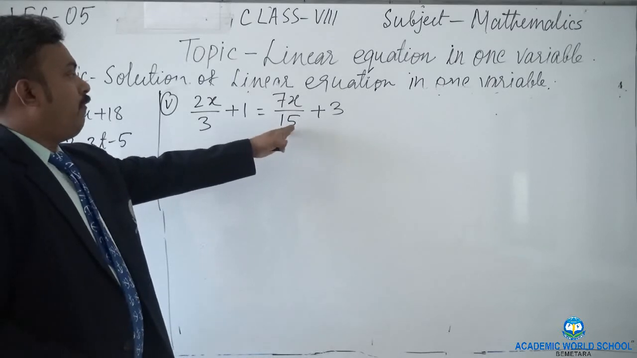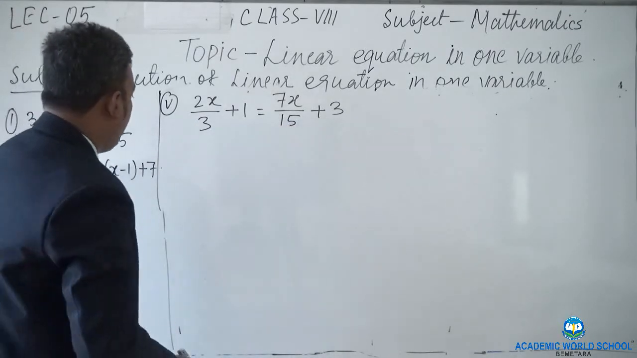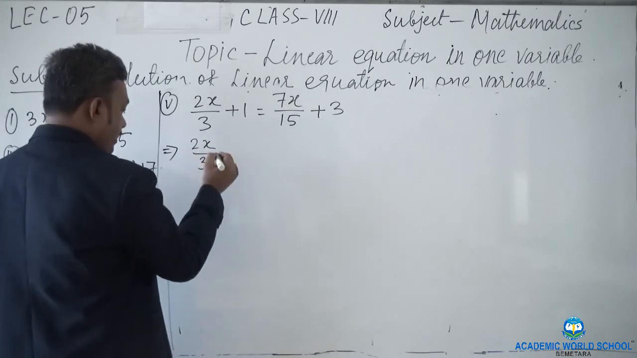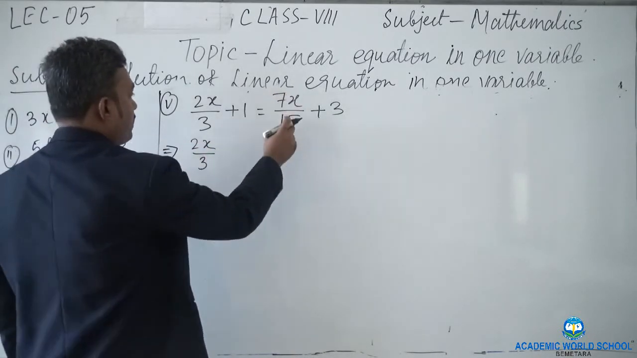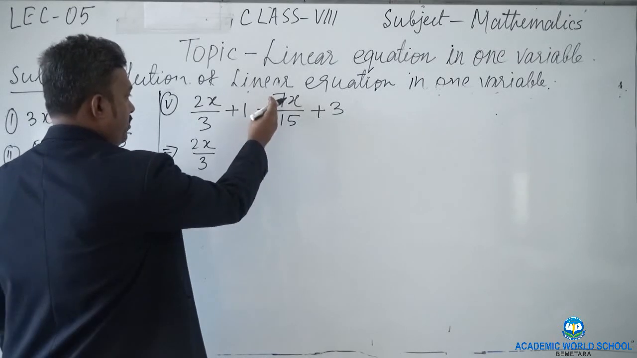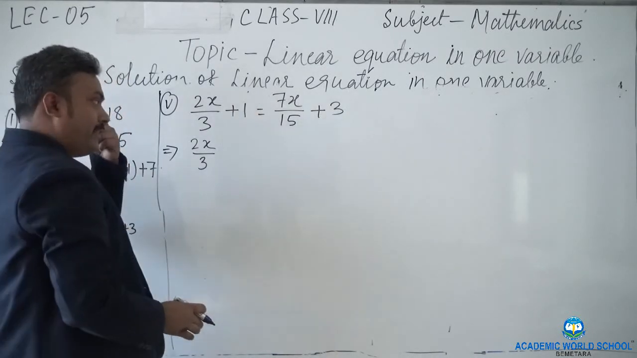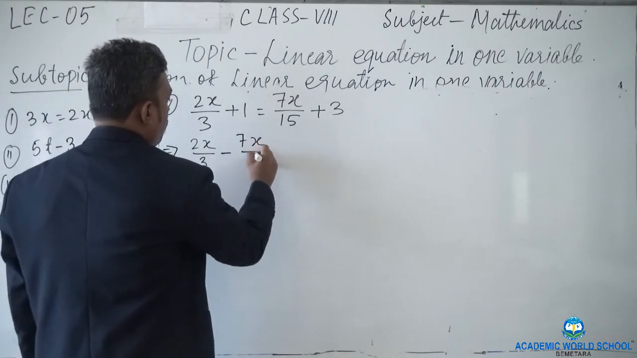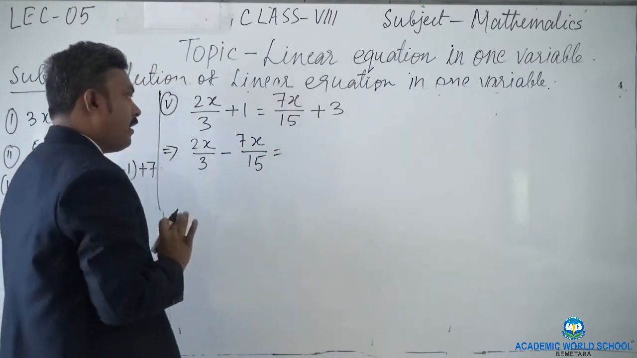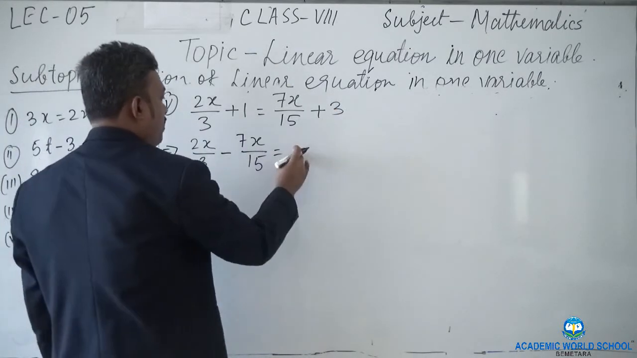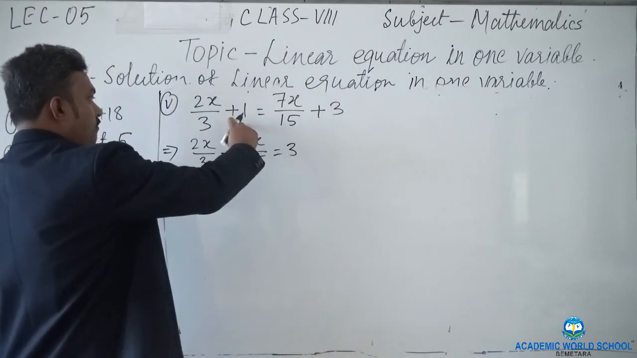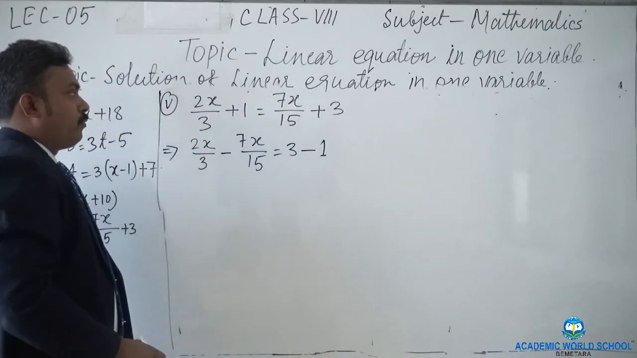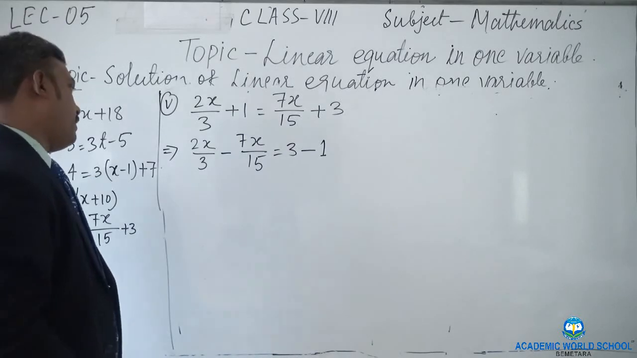This variable term will be brought to the left side. So 2x by 3 we write as it is. 7x by 15 is in plus on the right side, so when it comes to the left side, it will be in minus. Right? Now this 3 we write here, and this 1 will move to the right side. So plus 1 goes to the right side and becomes minus 1.